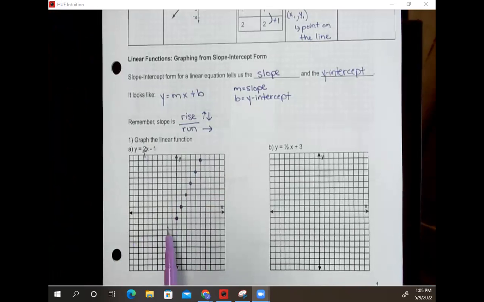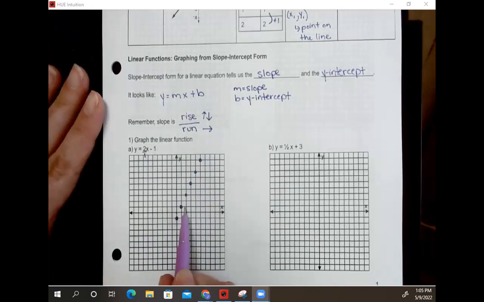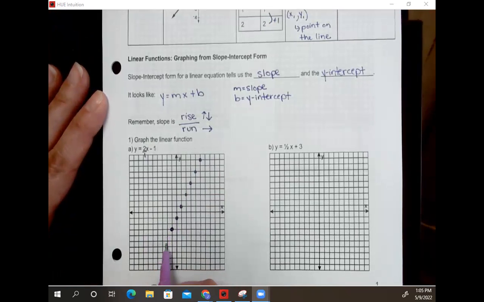To get points back on the left side of our graph, we're going to completely reverse those slope directions. So we were going up 2 and forward 1. To get points to the left, I'm going to go back to my y-intercept and go down 2 and backwards 1. So I'm doing exactly the opposite of what we did before. And again, fill your coordinate plane.